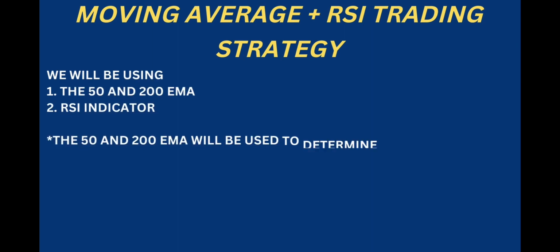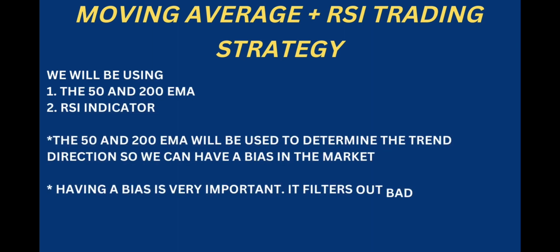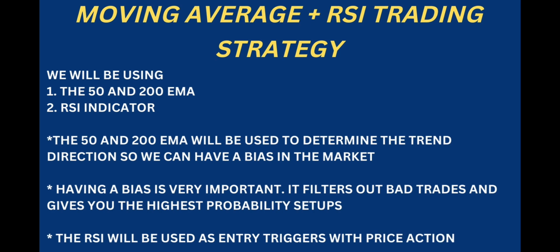Moving Average plus RSI Trading Strategy. We will be using 1. The 50 and 200 EMA. 2. The RSI. The 50 and the 200 EMA will be used to determine the trend direction, so we can have a bias in the market. Having a bias is very important. It filters out the bad trades, and gives you the highest probability setups. The RSI will be used as entry triggers with price action.